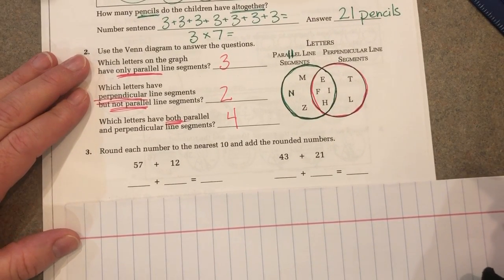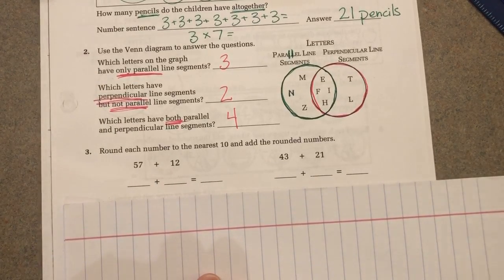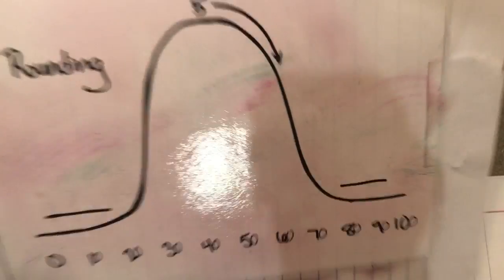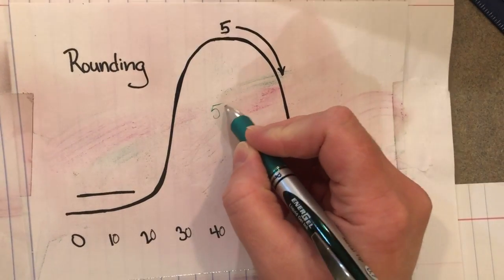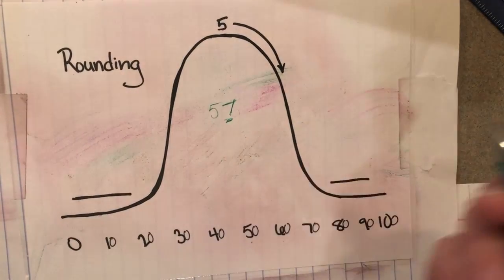Round each number to the nearest 10 and add the rounded numbers. Now, we've done this a few times, but this is a tricky enough thing that if you want to open your journal to this page, it can help you. So we're going to do 57. I'm going to do a reminder on here, and then I won't make you do the rest out of here with me. 57, we're going to look at the 7.